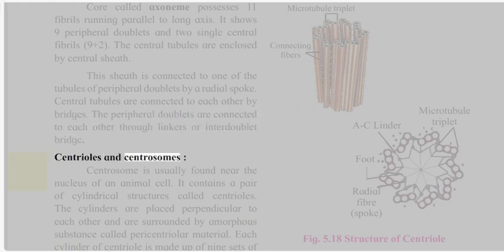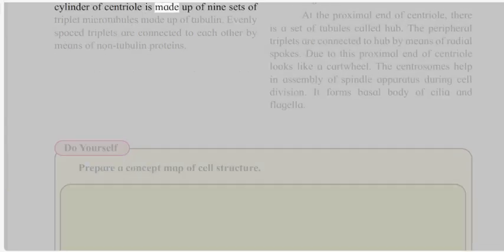Centrioles and centrosomes. Centrosome is usually found near the nucleus of an animal cell. It contains a pair of cylindrical structures called centrioles. The cylinders are placed perpendicular to each other and are surrounded by amorphous substance called pericentriolar material. Each cylinder of centriole is made up of 9 sets of triplet microtubules made up of tubulin. Evenly spaced triplets are connected to each other by means of non-tubulin proteins.